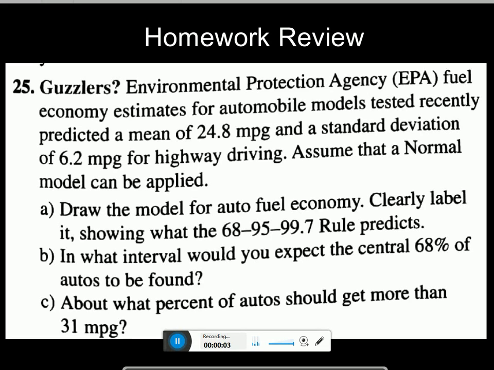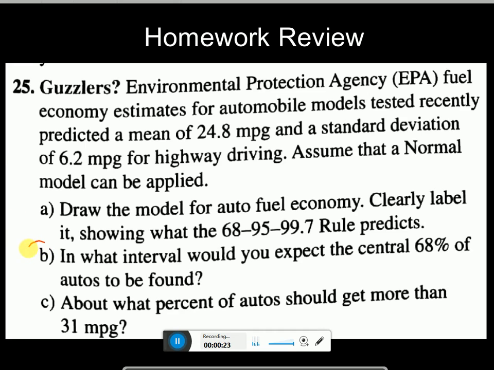Hello, Algebra 2. We're going to go over some homework problems here to make sure you are good for your homework quiz. So we're going to take a look at number 25, where we are talking about gas mileage. Hopefully you read that question on your homework. We're going to take a look at B and C here.